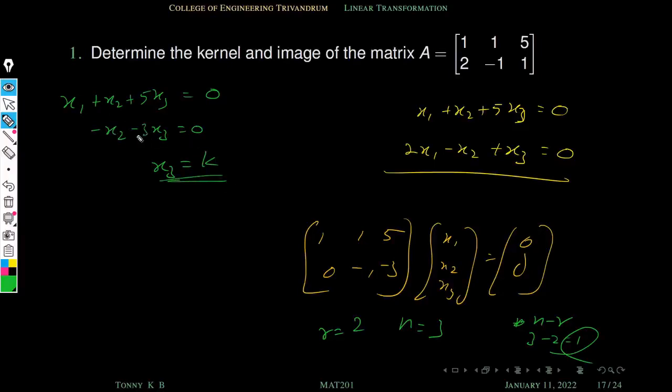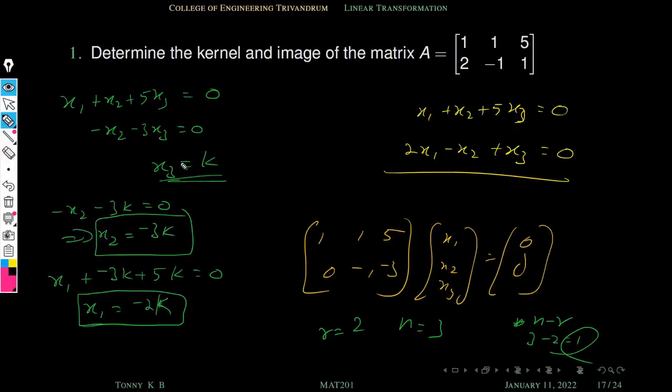So what about x2 and x1? We assume that x3 equal to arbitrary k. Substituting x3 equal to k in this equation, x2 equal to minus 3k, and substituting x2 equal to minus 3k and x3 equal to k in the first equation, x1 is equal to minus 2k. Now you are ready to write the kernel.